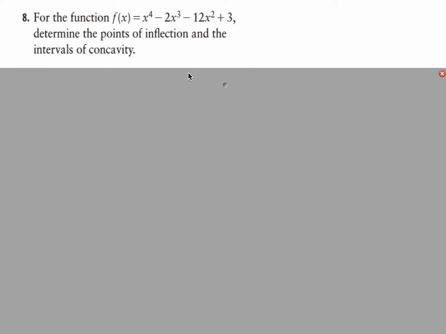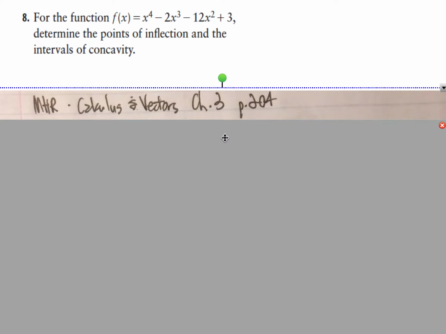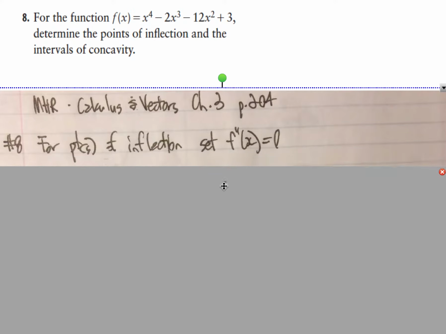Mr. D here, just checking in with some calculus and determining points of inflection and intervals of concavity for a given polynomial function. This particular question was taken from the McGraw-Hill Ryerson chapter 3, page 204. So shout out to McGraw-Hill for providing this question. So when we're looking for points of inflection and intervals of concavity, we're going to have to find the second derivative and set it equal to 0.